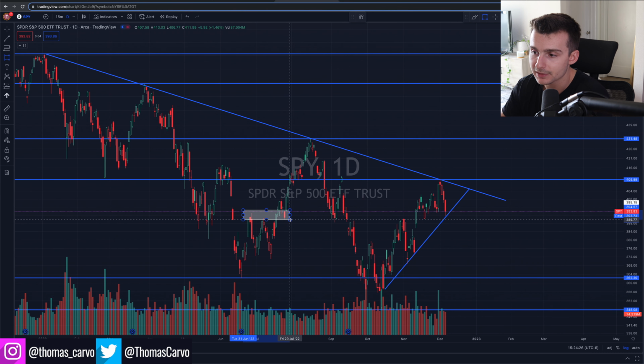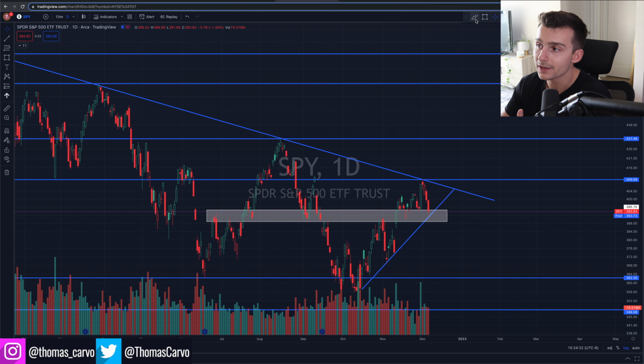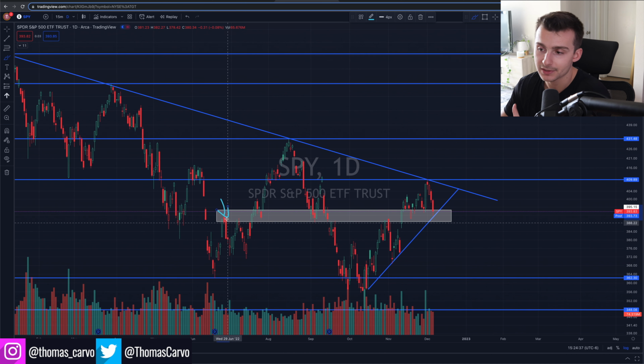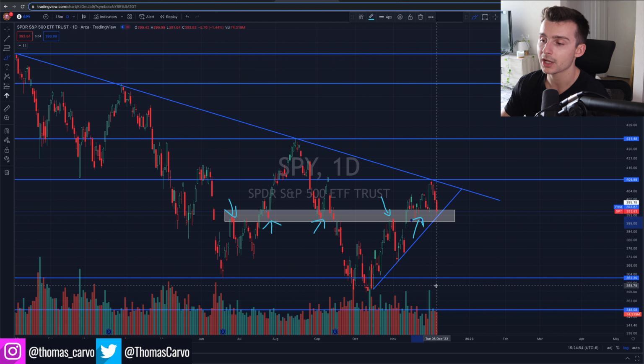And what you'll notice is that we have a pretty key inflection point, and that's what I'm highlighting by this zone. So this zone was a prior supply zone, which is essentially a resistance zone. Then it acted as a demand zone right here, also acted as a demand zone right there, support zone. Then it, guess what? Acted as a supply zone right here, and now it's acting as demand as we're holding above. That right there is supply and demand in a nutshell.